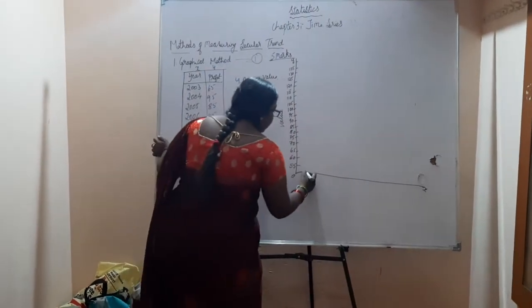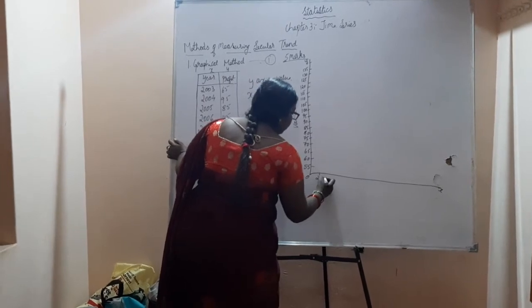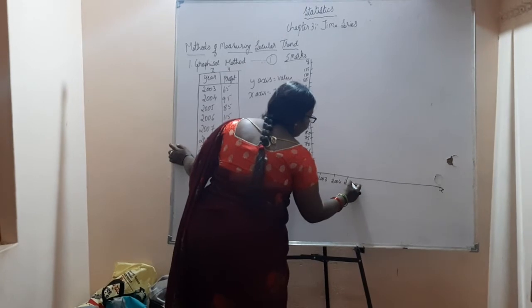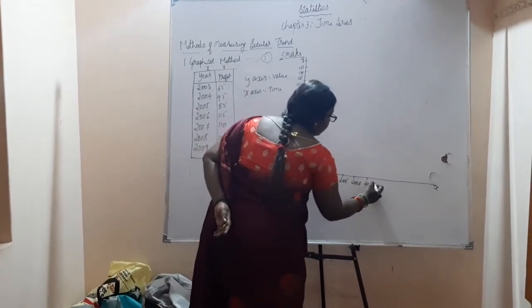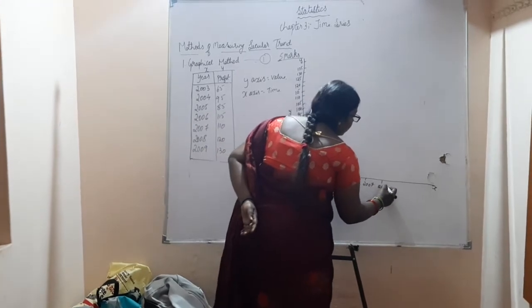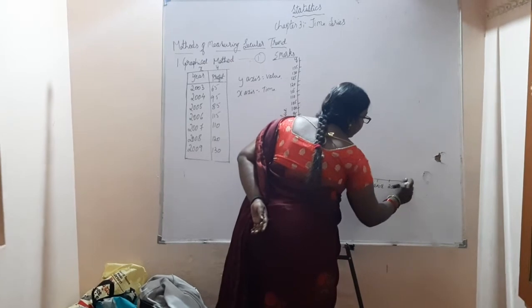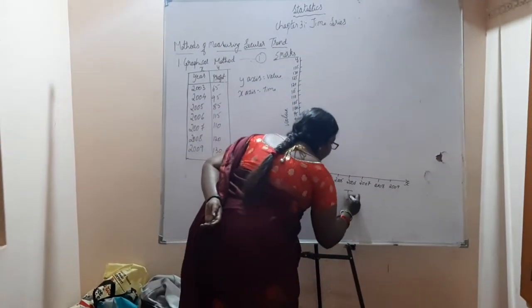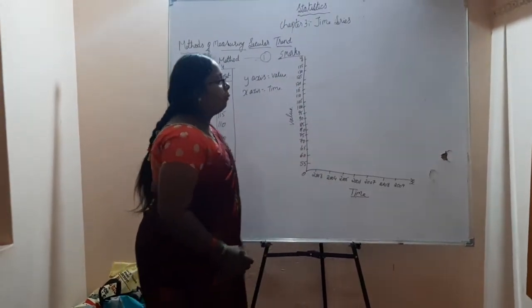So on the x-axis I will take 2003, then 2004, 2005, 2006, 2007, 2008, 2009. So this is my x-axis, the time, as I have explained in the theory. So my value and time I have plotted.